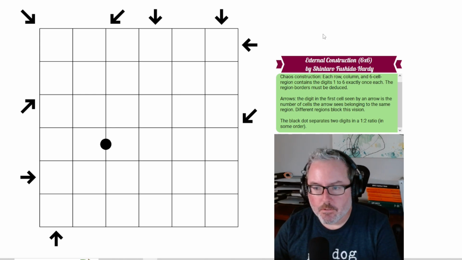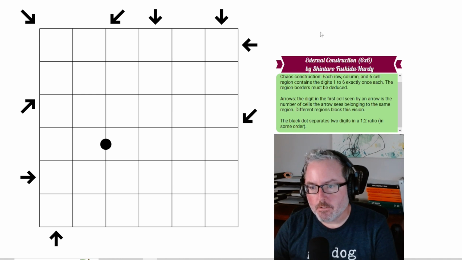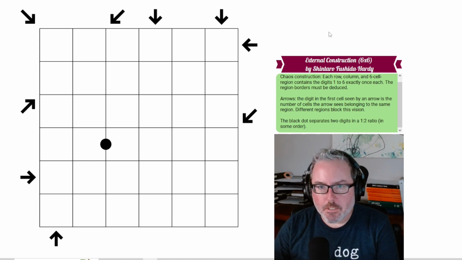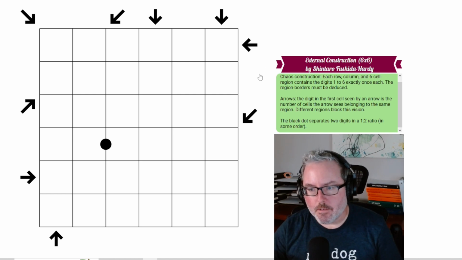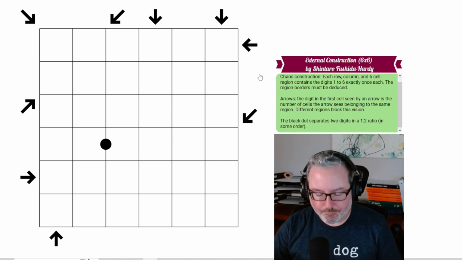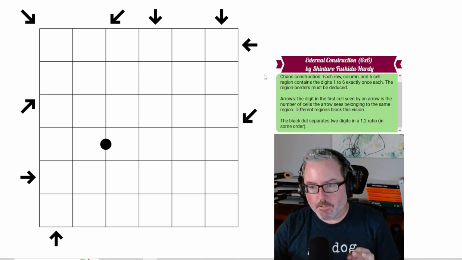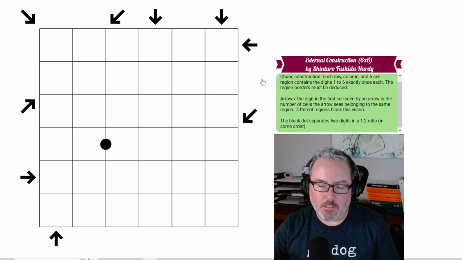And as you can see, it's called External Construction 6x6 by Shintaro Fushida-Hardy. Let's jump into our rules here and see if we can figure this one out. Now, it starts off with the description of chaos construction, which I very briefly had mentioned. Each row, column, and 6-cell region contains digits 1 to 6 once each. The region borders must be deduced.